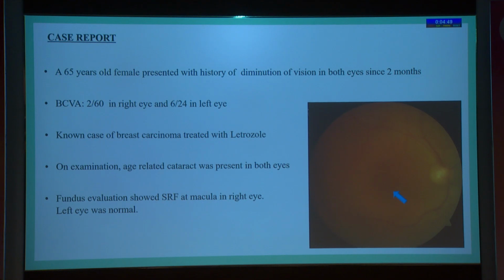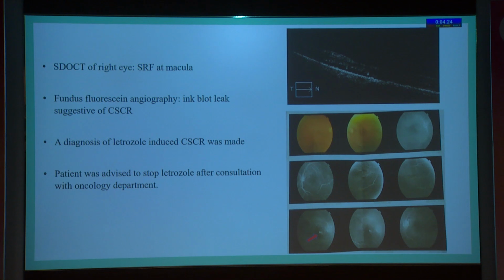A 65-year-old female presented with a history of diminution of vision in both eyes since 2 months. BCVA was 2/60 in the right eye and 6/24 in the left eye. Known case of breast carcinoma treated with letrozole. On examination, age-related cataract was present in both eyes. Fundus evaluation showed subretinal fluid at the macula in the right eye, while the left eye was normal.